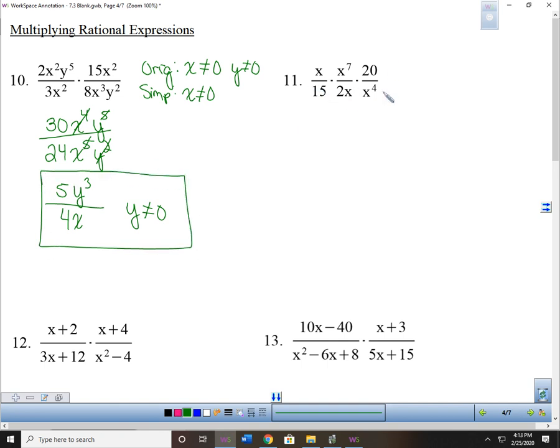All right, so if I multiply across here, I may have 3 things, but it's still the same thing. It's like 1 times 20 is 20. And then you have x to the 1st and x to the 7th. That's x to the 8th.